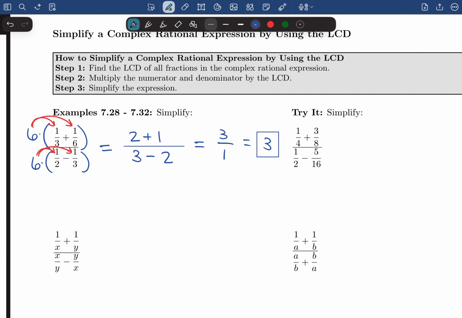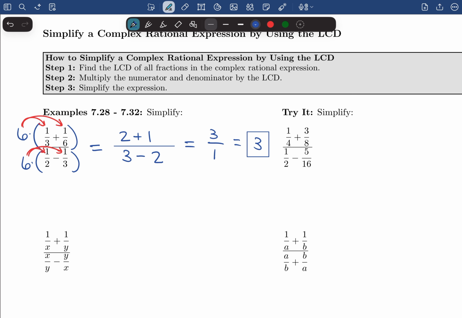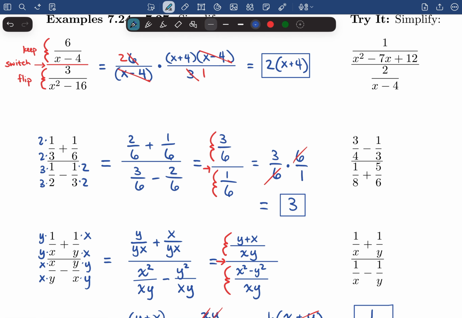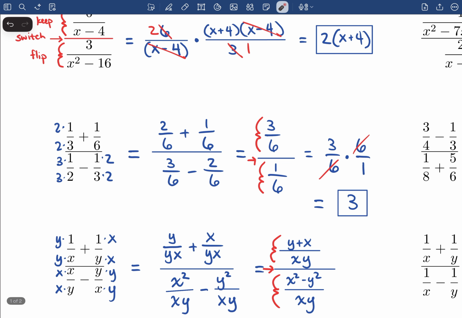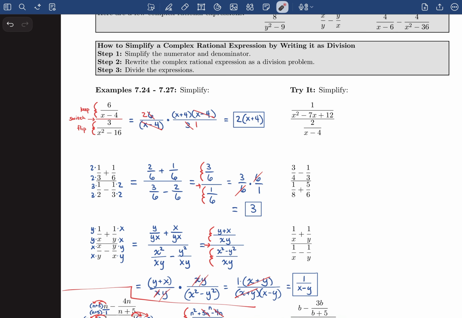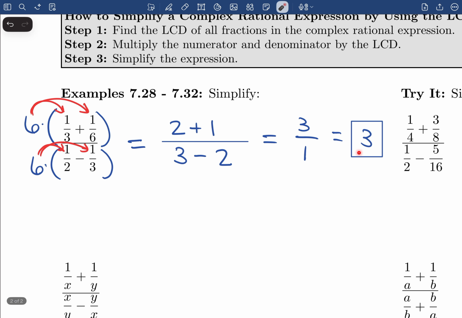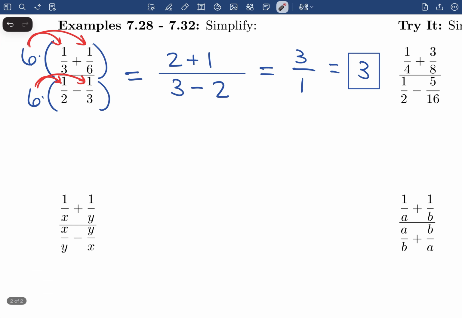So a question comes up, which method do you prefer? Do you prefer the previous method, or do you prefer this one? Let's look back. You see here, this is the process we used to solve this to get 3. So we went through that whole process. And here, this is the process that we just used to get the same answer. Your choice. You can decide which method you would like to use.